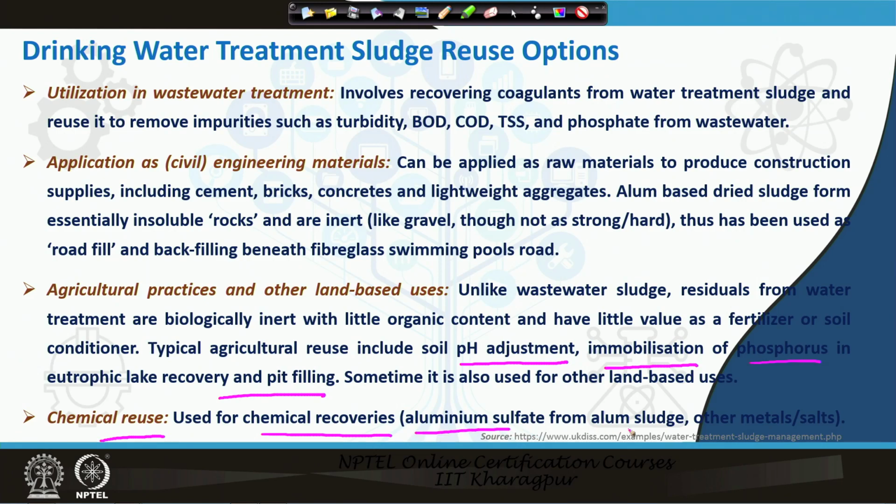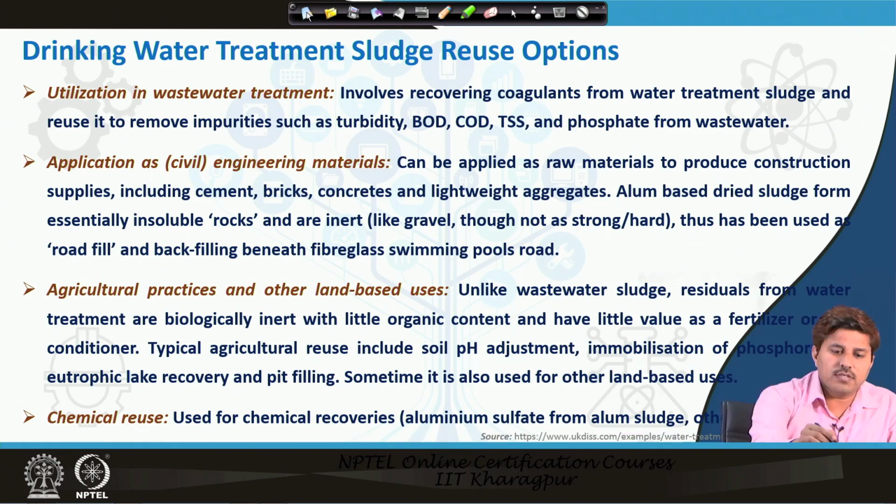Okay. Then there are chemical reuse options, which is basically where we recover chemicals from sludge, like we can recover aluminum sulphate from alum sludge, and this recovery can be quite good, up to around 80% we can recover in fact. Okay. We can recover various metals and salts or ions from the sludge, so that is another reuse option.